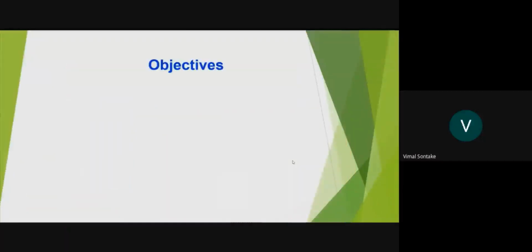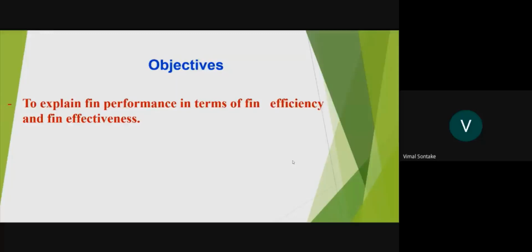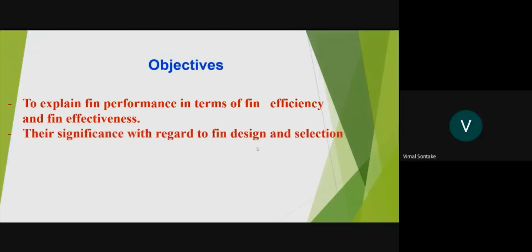So, the very first objective of this discussion is to explain fin performance in terms of fin efficiency and fin effectiveness. So basically we are going to define two very important terms related with the fin design, fin efficiency and fin effectiveness. And the significance of these two terms with regard to the fin design and selection.